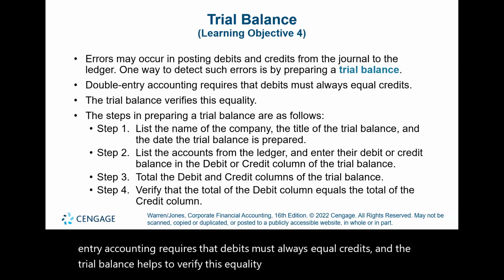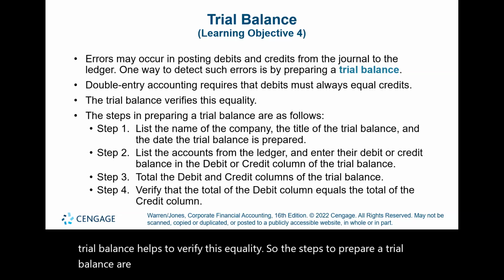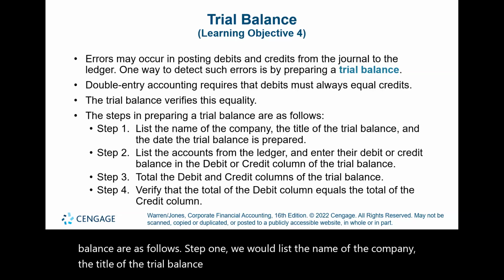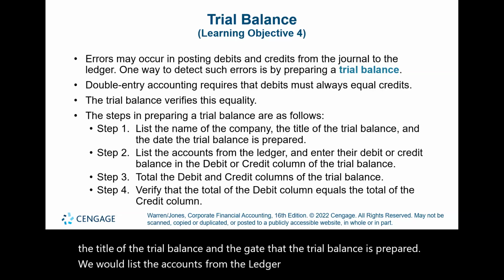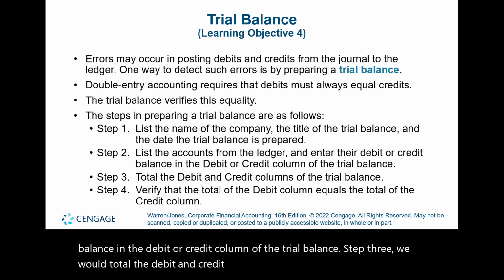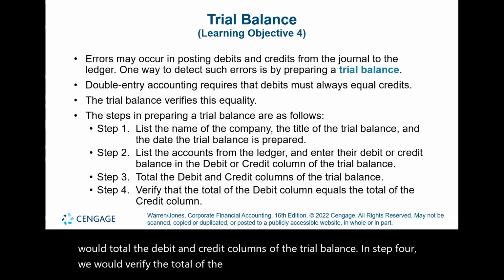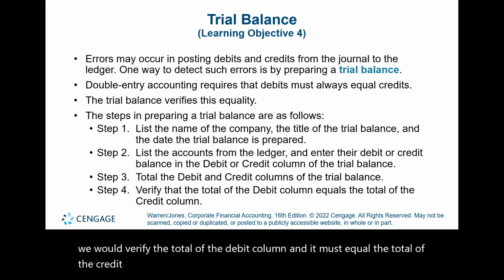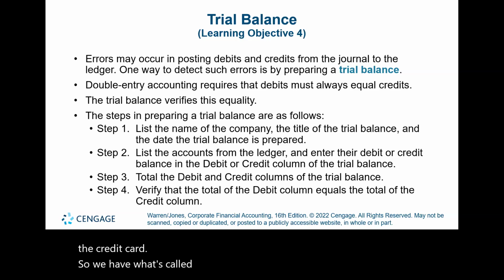So the steps to prepare a trial balance are as follows. Step one, we would list the name of the company, the title of the trial balance, and the date that the trial balance is prepared. Step two, we would list the accounts from the ledger and enter their debit or credit balance in the debit or credit column of the trial balance. Step three, we would total the debit and credit columns of the trial balance. And step four, we would verify the total of the debit column, and it must equal the total of the credit column. So we have what's called an unadjusted trial balance.